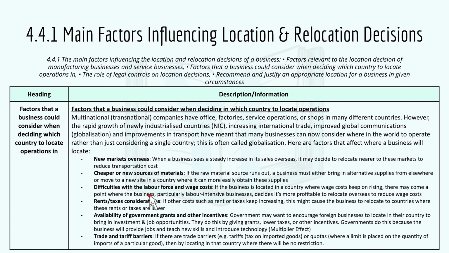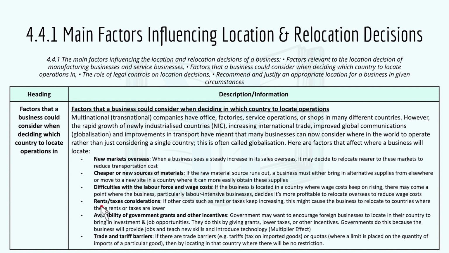Number 3, difficulties with the labor force and wage costs. If the business is located in a country where the wage cost keeps on rising, there may come a point where the business, particularly labor-intensive businesses, decide it's more profitable to relocate overseas to reduce wage costs. So businesses like transnational companies will typically locate their factories in LEDCs, or less economically developed countries, because the wage cost is low over there.